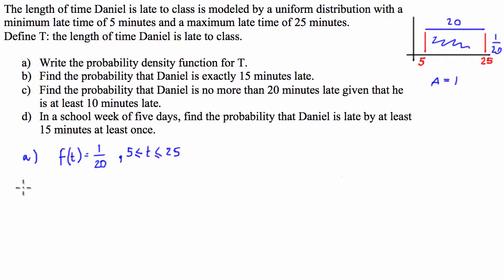B. Find the probability that Daniel is exactly 15 minutes late. So the probability that the time late is equal to 15. Now this is sort of a trick question. If I looked at the marking guide for this sort of question in the exam, this one would probably just be worth 1 mark.